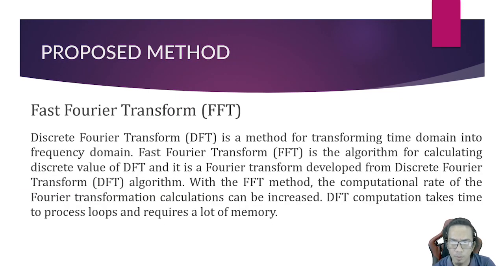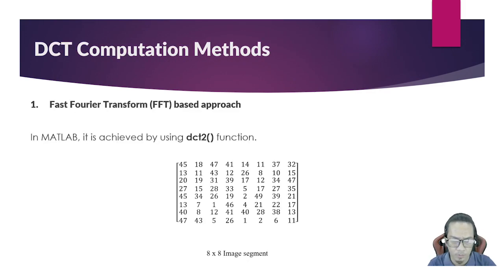For my proposed method in this paper, I have used the technique called the fast Fourier transform, FFT, algorithm. By applying the FFT algorithm, the DFT calculation can be shortened. In this case, the looping process can be reduced. The FFT structure allows speedy computation of the DCT, so it is suitable for large input images. For the DCT computation method, this approach uses the DCT2 function.